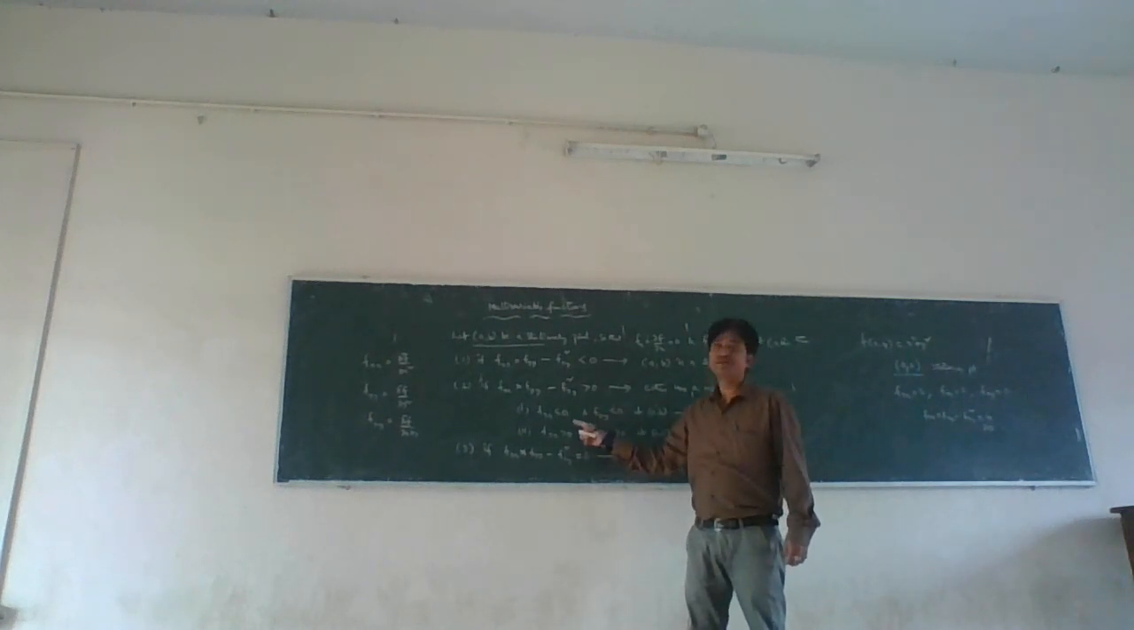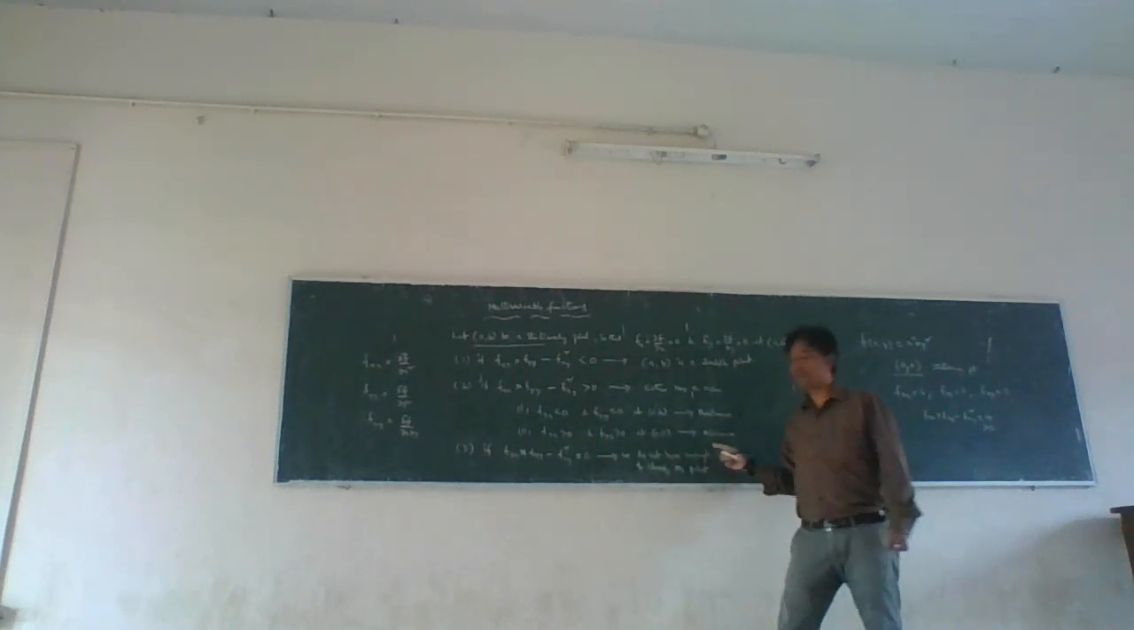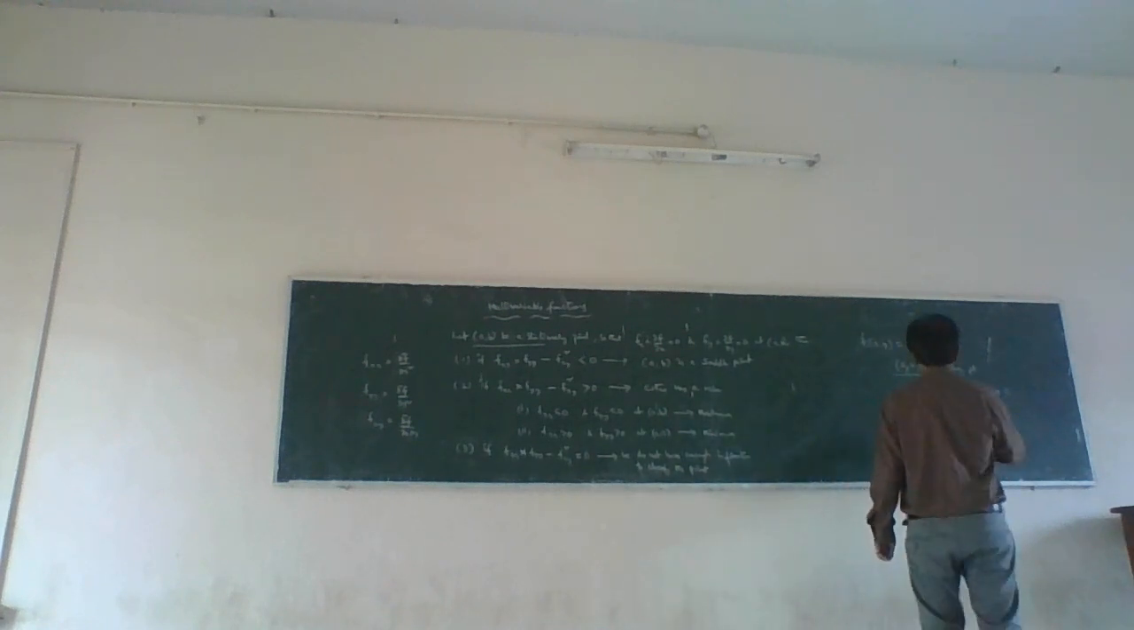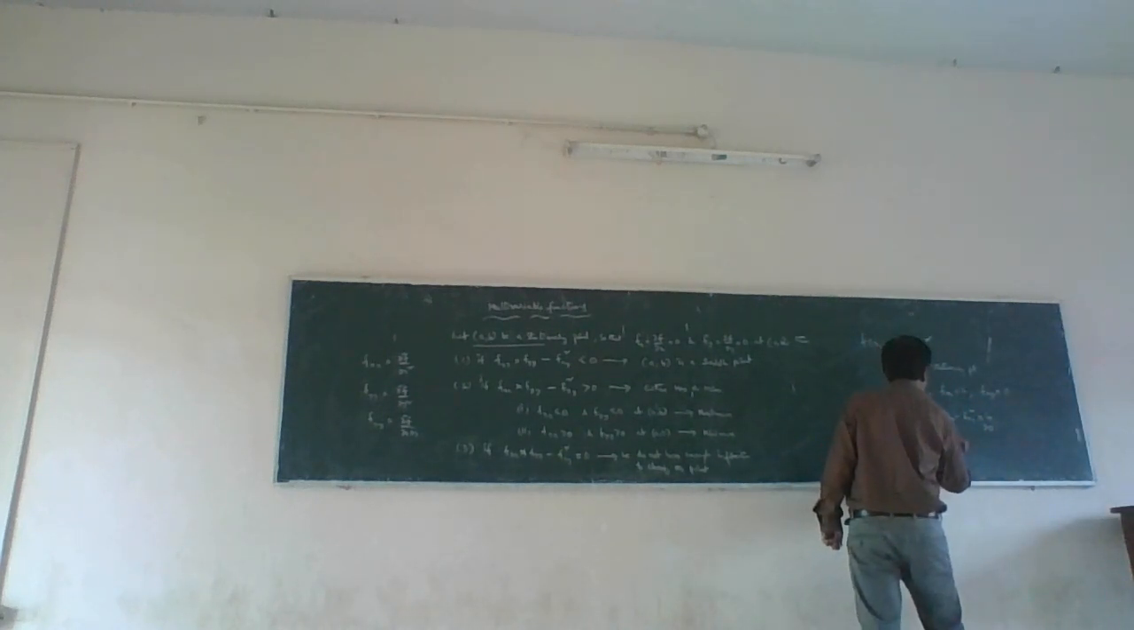Check for these things. If both are negative, maxima; if both are positive, minima. Now check for fxx and fyy. Both are positive. So the 0, 0 point has minima.